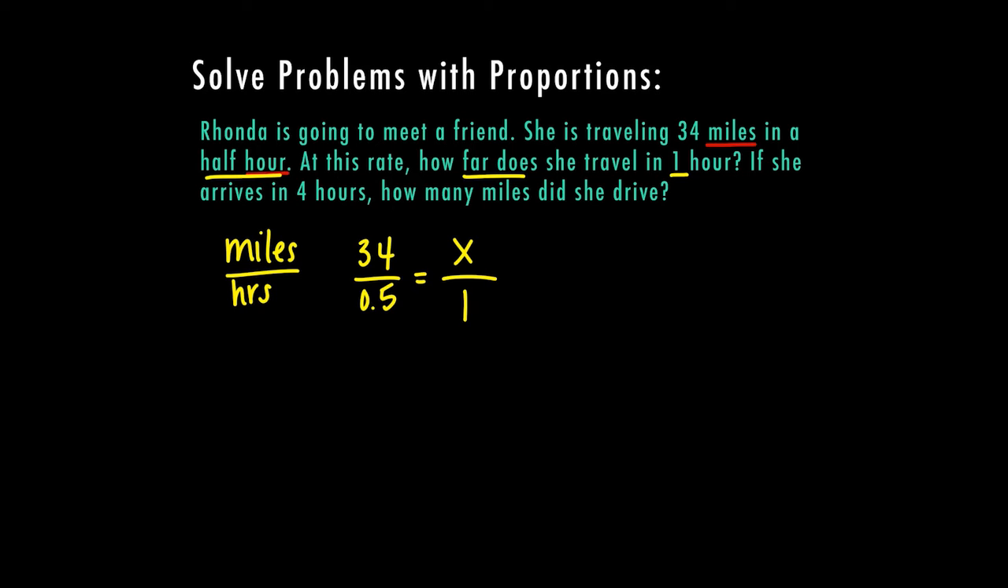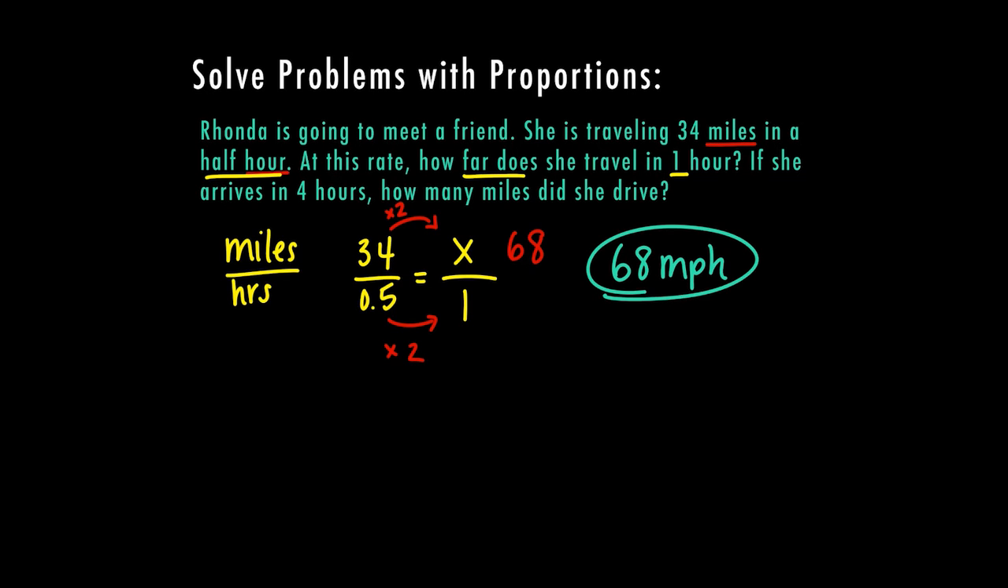Now that we're ready to solve for x, what we're technically doing is finding out if she goes 34 miles in a half an hour, how far does she go in 1 hour? In this case, solving is going to be pretty simple. We have a scale factor of times 2. If the hours are doubling in order to get from half an hour to 1 hour, that means the miles also have to double. And I know 34 times 2 is 68. So that means that Rhonda is going 68 miles per hour. This is the most common way that you're going to see miles per hour.